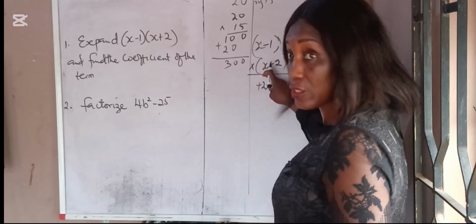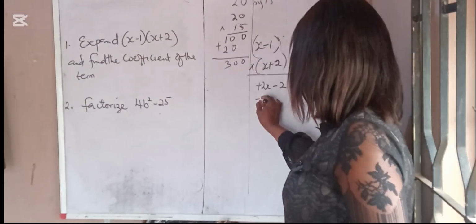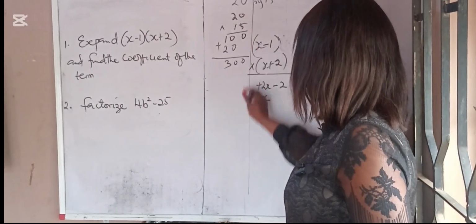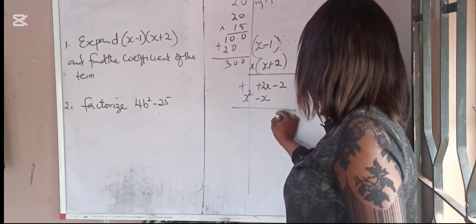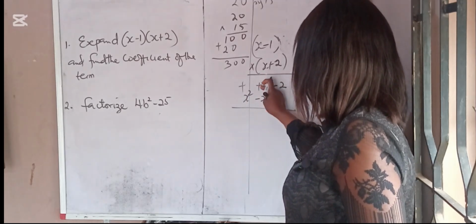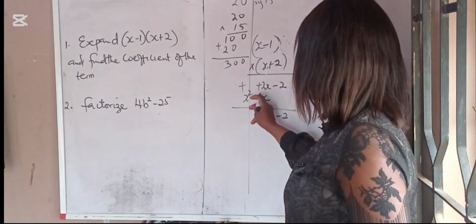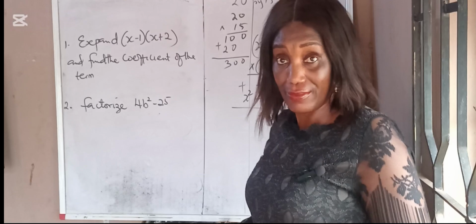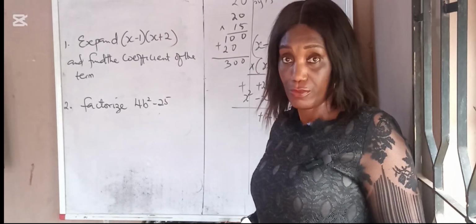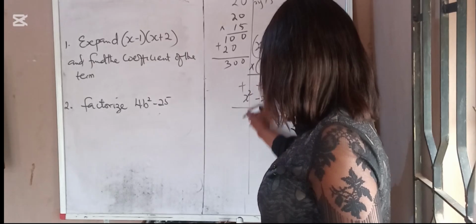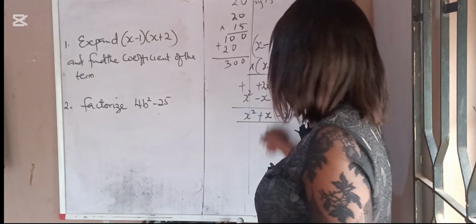Okay, then x will now multiply. x into minus 1 will give us minus x, and x into x will give us x squared. So when you add up, you're bringing down minus 2, plus 2x minus x will give us plus x. Recall that as you're adding, you are focusing on the coefficients. Okay, so now there's nothing to add up here. You bring down your x squared. So this is the answer.